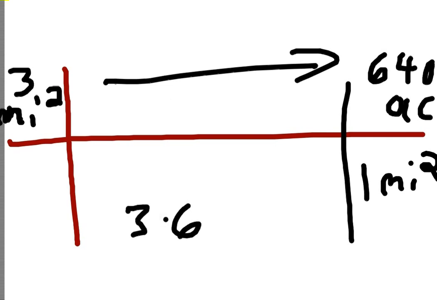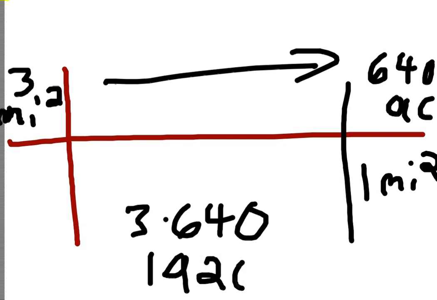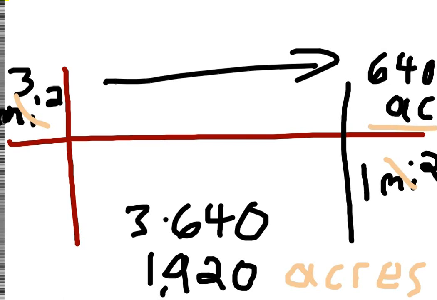So it's just going to be 3 times 640 in the calculator. So 1920. Notice that the square miles canceled. So the answer is going to be in acres. So there are around 2,000 acres in 3 square miles. Makes sense.